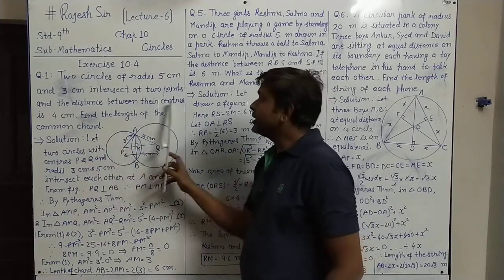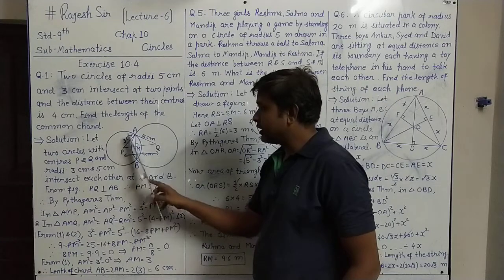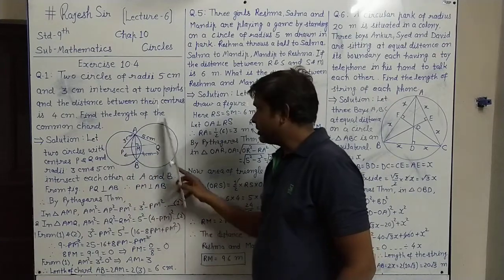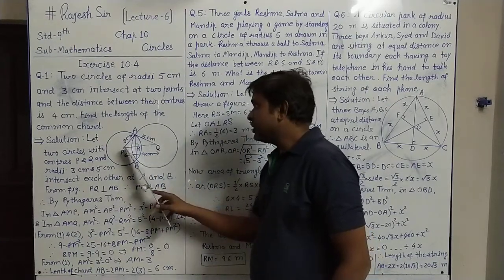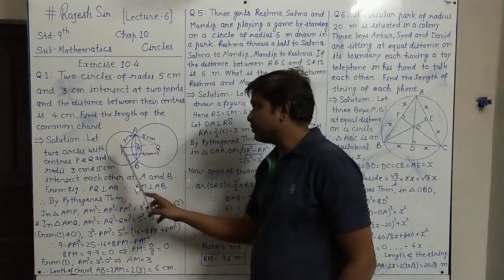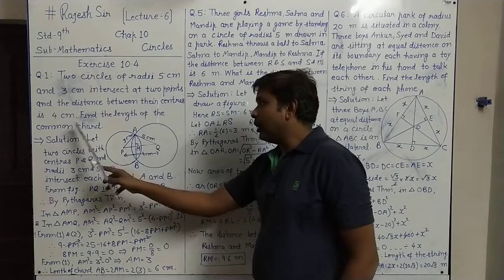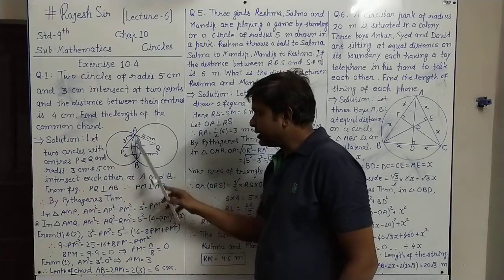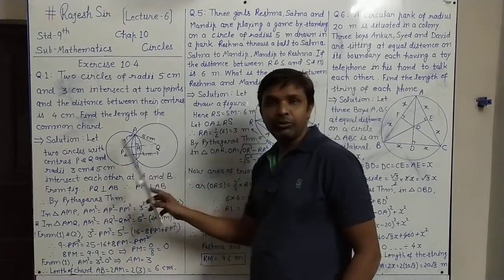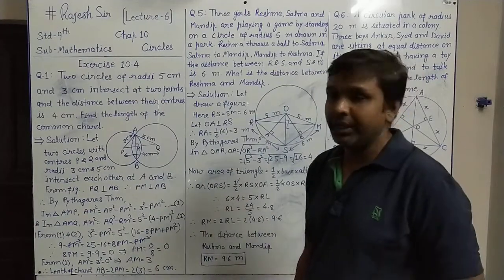And the distance between their centers, the center of this circle is P and the center of this circle is Q. The distance between this P and Q, that is the centers, is 4 cm given. Find the length of the common chord. So the common chord is here, you can see AB is the common chord for both the circles. That length we want to find out.